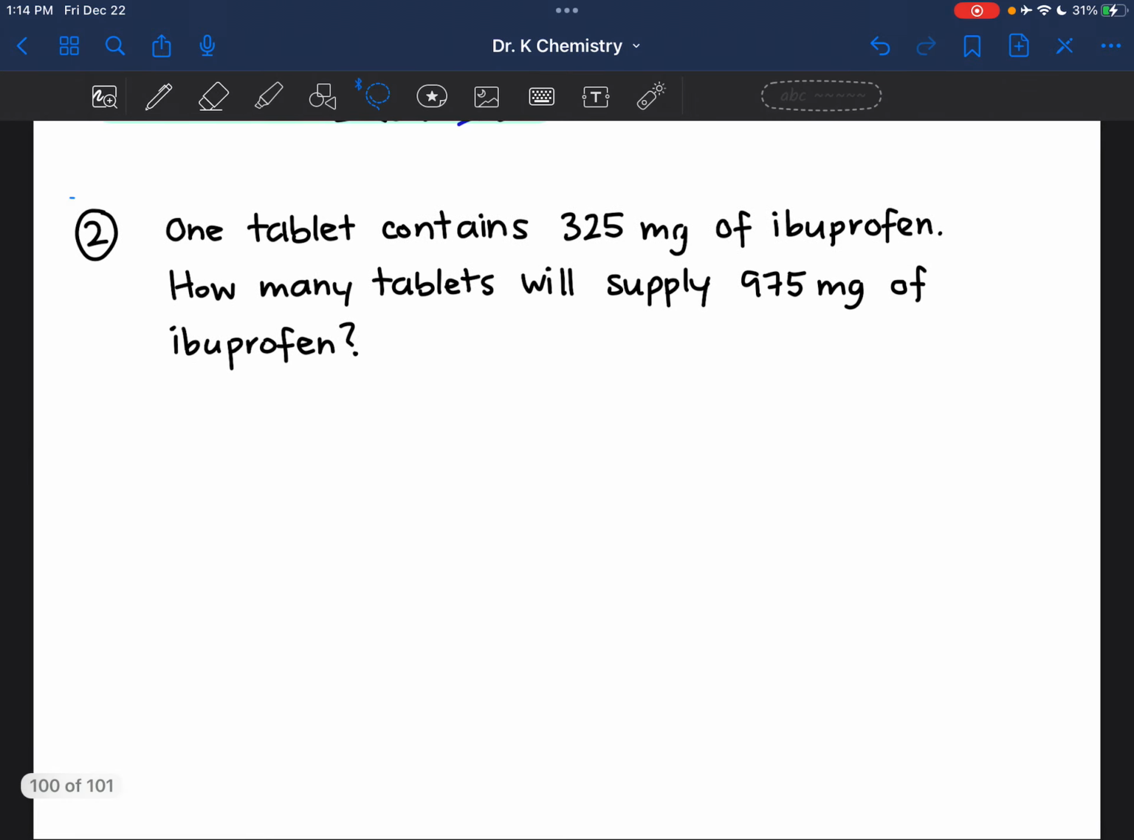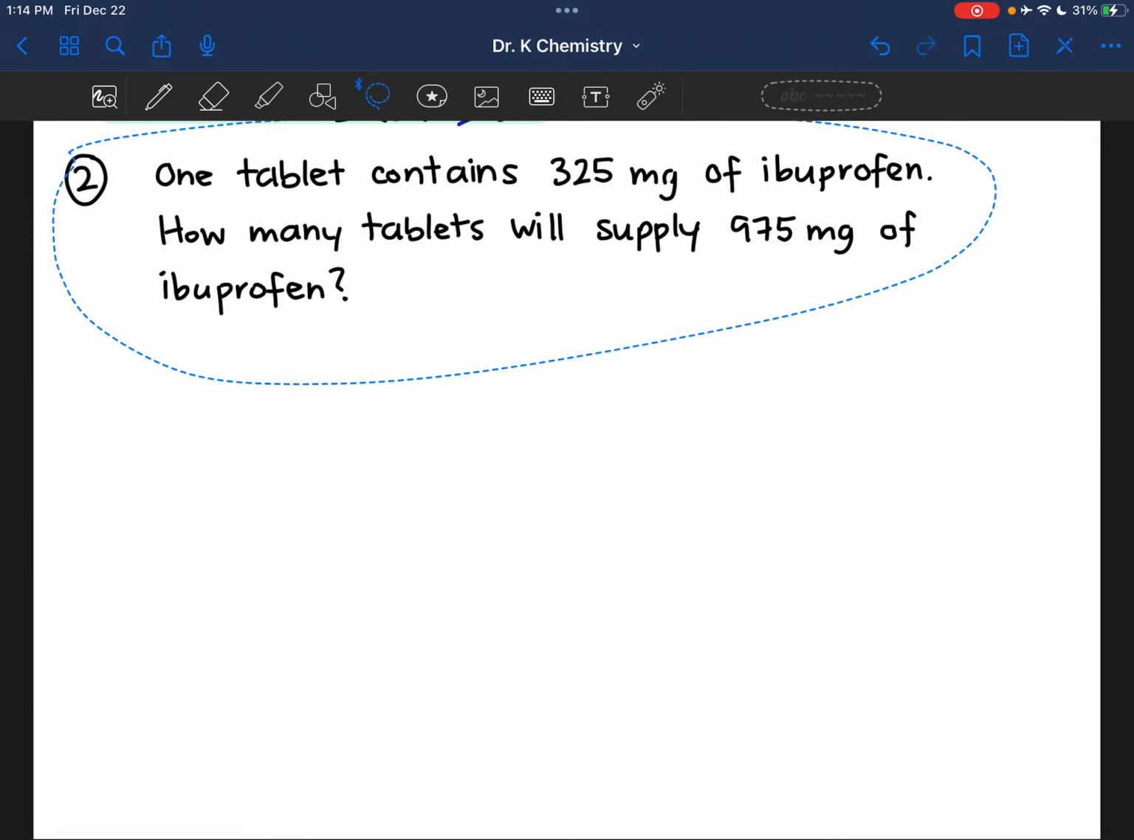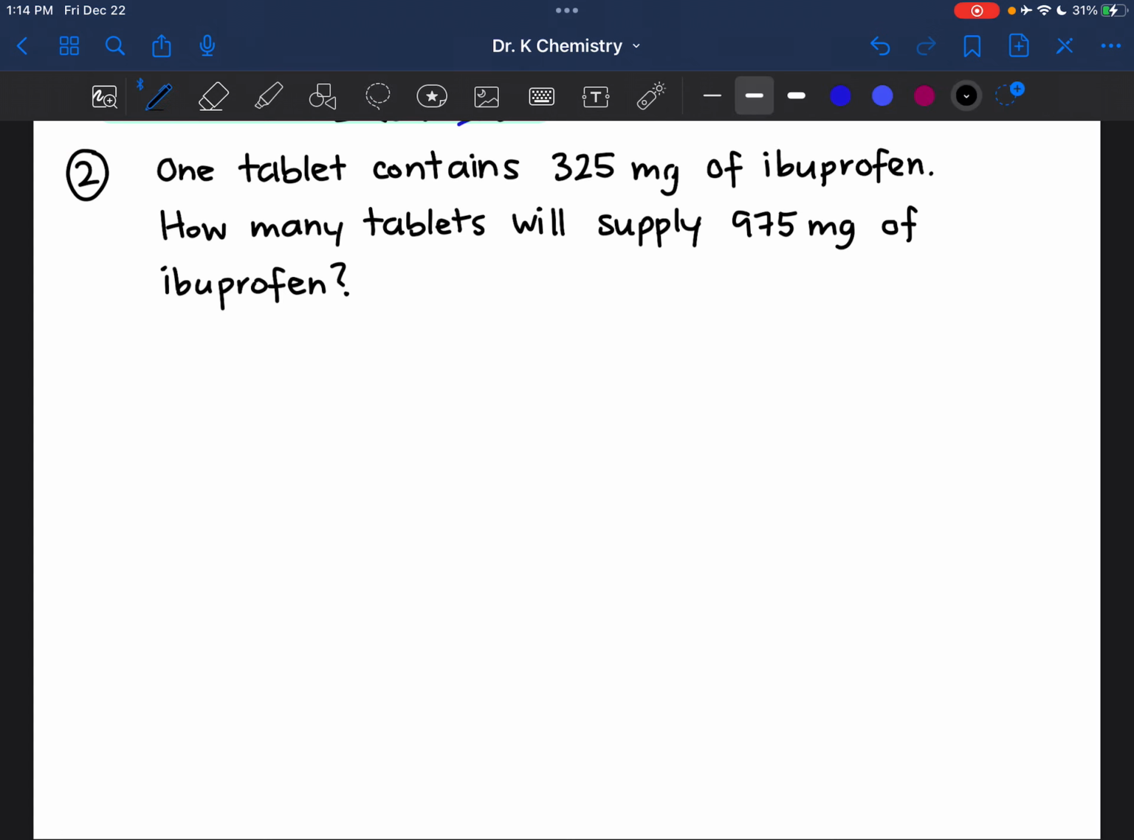Okay, let's try another one. Sometimes the dimensional analysis problems will come in a word problem format. This is telling us that one tablet contains 325 milligrams of ibuprofen, and it's asking us to find how many tablets will supply 975 milligrams of ibuprofen. So the first thing I'm going to do is find out what we are given and what we're looking for.